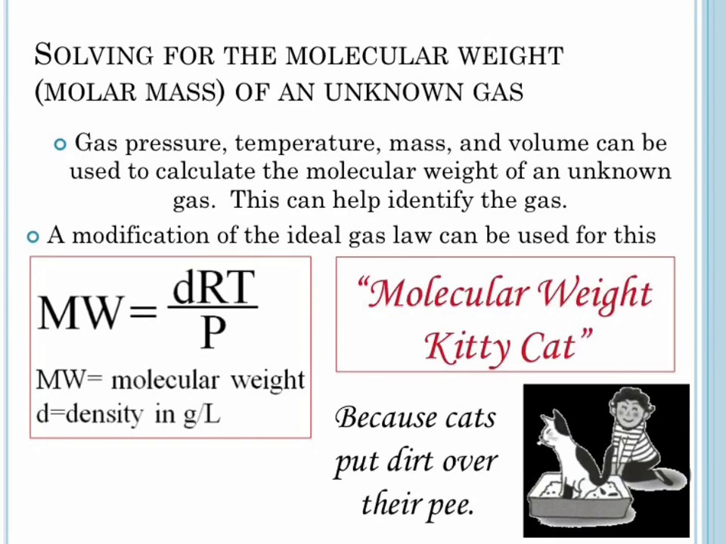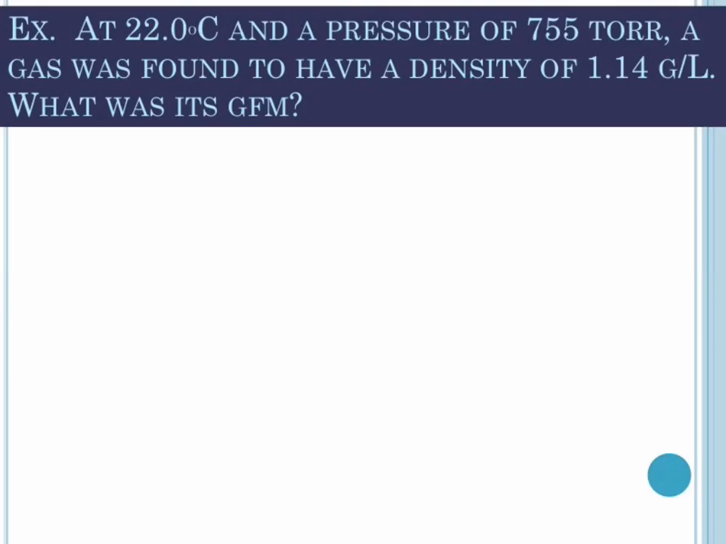Okay, so this is the equation I can ask you to solve for, giving you the density or molar weight, all this stuff to figure out what the mass of something is. All right, 22 degrees Celsius, pressure of 755 torr. Gas is found to have a density of 1.14. What is its gram formula mass? This is asking what is its molecular weight.